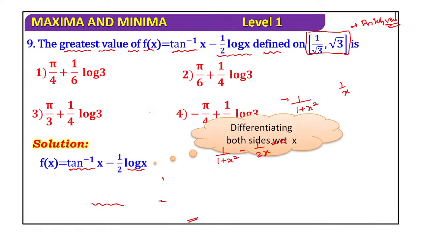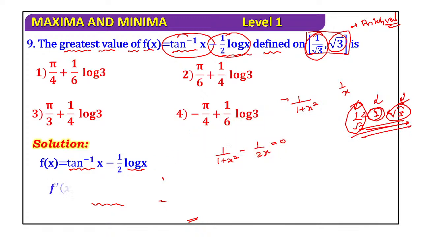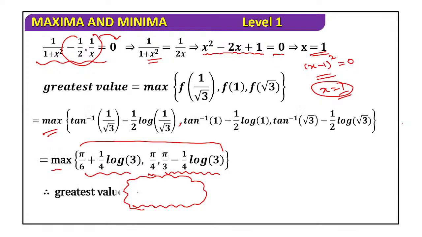Okay, you see the given function, that is tan inverse of x minus 1 by 2 log x. You have 1 by root 3 and root 3, and in between you have 1. So you have to check for all three values: for 1 by root 3, for 1, for root 3. That's why you get three terms. One is for 1 by root 3, another one is for root 3, another one is for f of 1.